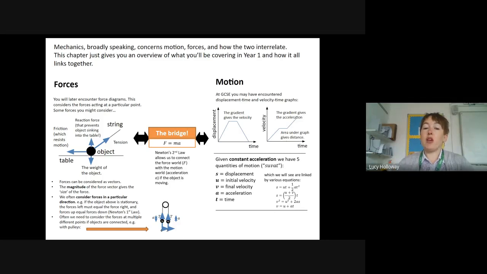Then we also use S for displacement, which is probably the least intuitive. But it's because if we use a D, we wouldn't necessarily know if we meant distance or displacement. S is very clearly displacement.